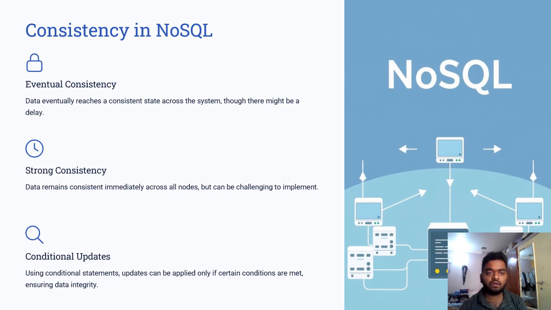Consistency in NoSQL. Eventual consistency: data reaches a consistent state across the system, though there might be a delay. Strong consistency: data remains consistent immediately across all nodes, but can be challenging to implement. Conditional updates: using conditional statements, updates can be applied only if certain conditions are met, ensuring data integrity.